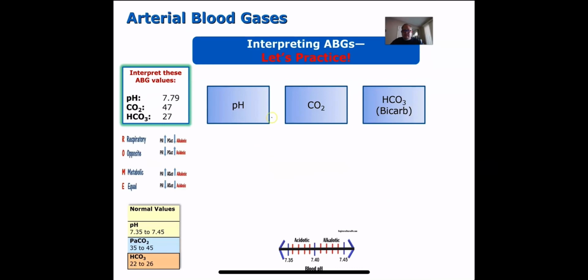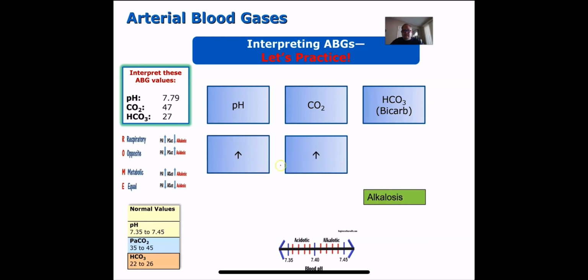All right. Next, what we're going to do is look at 7.79. 7.79 is way above 7.45. I think that's just below someone dying. So you're looking at an alkalotic picture. Next thing you've got is a CO2 of 47. So the CO2 is going the same direction, which, if it were a respiratory problem, they'd be going the opposite way. So then you know it's a metabolic concern.